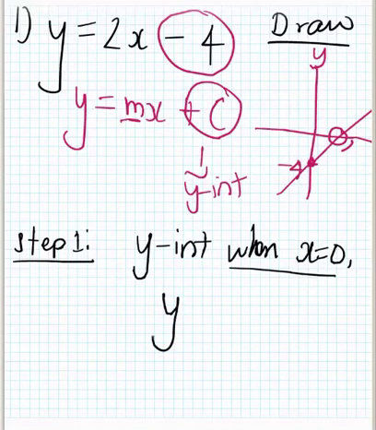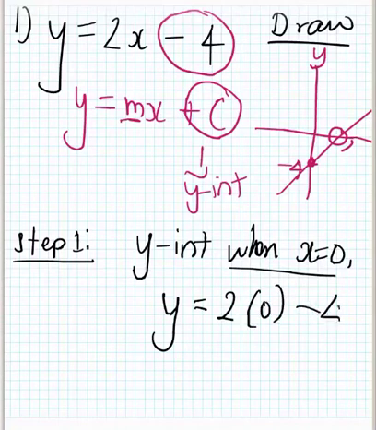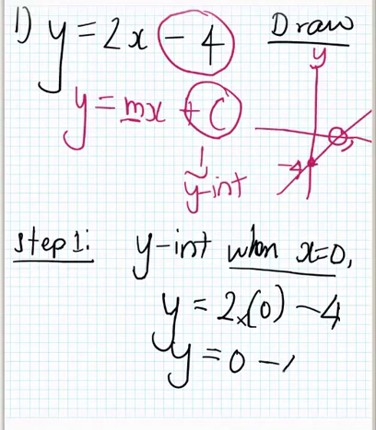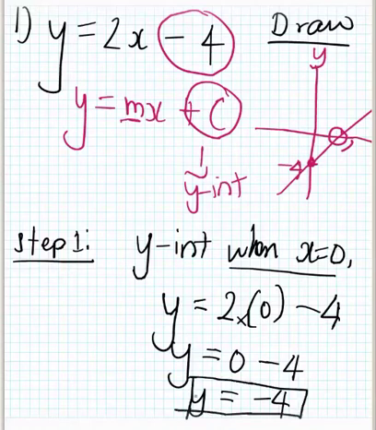So y equals 2 times 0 minus 4. What's 2 times 0? We know 2 times 0 is 0, minus 4. And 0 minus 4, we are left with minus 4. And there we have it. So when x is 0, y is -4.